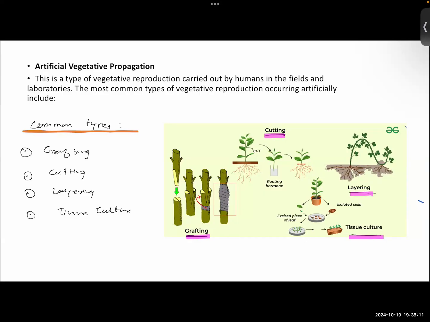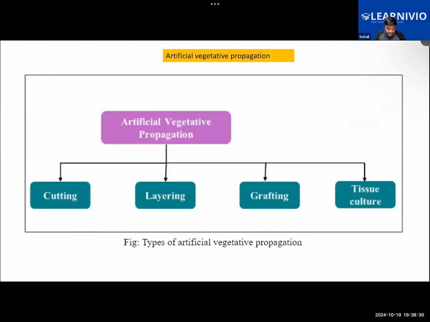Yeah, now I can see you guys. To everyone, yeah. Okay, continuing further. Yes, Aman, how are you, trying to join the class on the given time? Everyone? Yeah. So these are the 4 common types of artificial vegetative propagation which we are going to learn about in the class today. Also, from now on, I will be dropping the screenshots in the chat box.